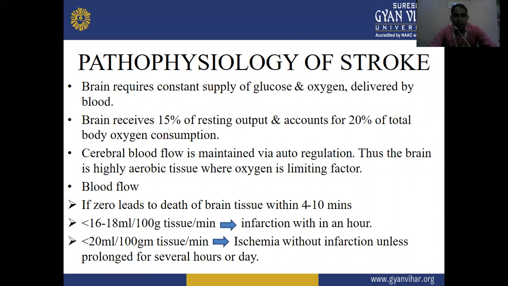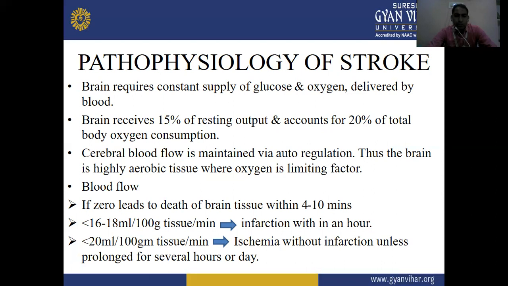Cerebral blood flow is maintained via autoregulation. Thus the brain is a highly aerobic tissue where oxygen is the limiting factor. And the second one is blood flow.